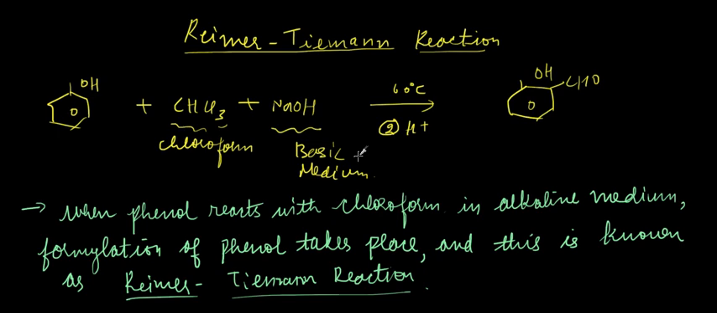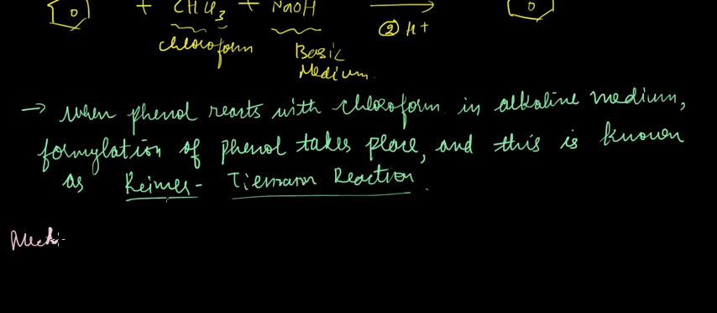Okay, hi guys. So in this lecture, we'll be discussing the Reimer-Tiemann reaction. So this is phenol. Phenol, when treated with chloroform in basic medium and some heat, gives us this compound. And later on, in the second step, we also pass some H plus. So simple. When phenol reacts with chloroform in alkaline medium, formylation of phenol takes place, and this is known as the Reimer-Tiemann reaction.